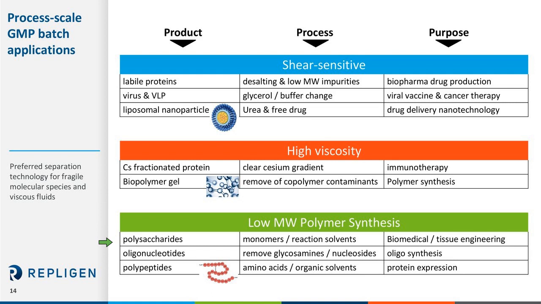And then the third area that it's particularly useful for dynamic dialysis is when you need to do low molecular weight polymer purifications, especially in synthesis, when you're trying to produce a polysaccharide, an oligonucleotide, or a polypeptide. And the things you might want to remove would be a monomer, or amino acids, nucleotides, or you may want to remove organic solvents or reaction solvents, or put it in a finished filled product. This would be done specifically for oligonucleotide synthesis, protein expression, or even in tissue engineering.